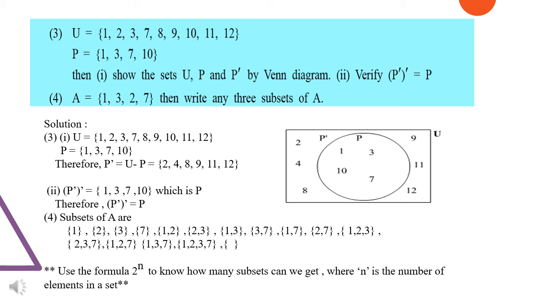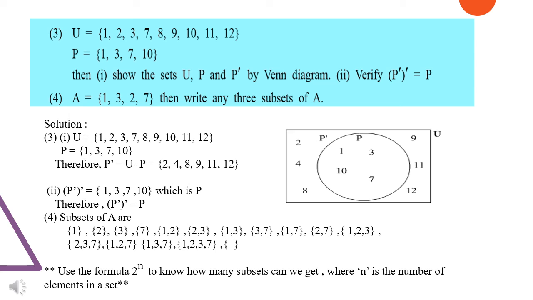Now look at my answer, 1, 3, 7, 10. Isn't it the same elements which are present in set P? Yes, and therefore we prove that complement of P complement is equal to P. Okay. Next question. A is equal to 1, 3, 2, 7.